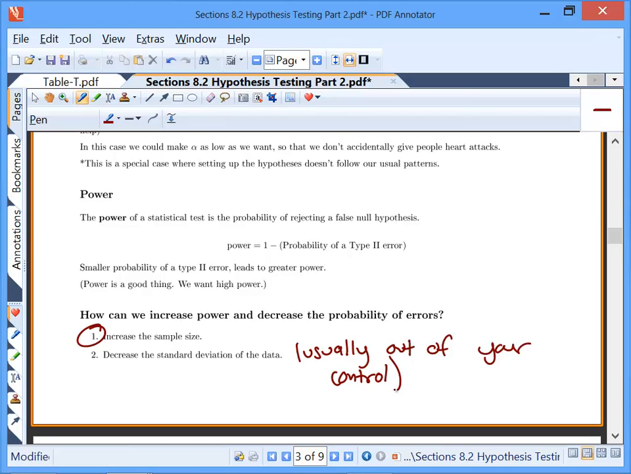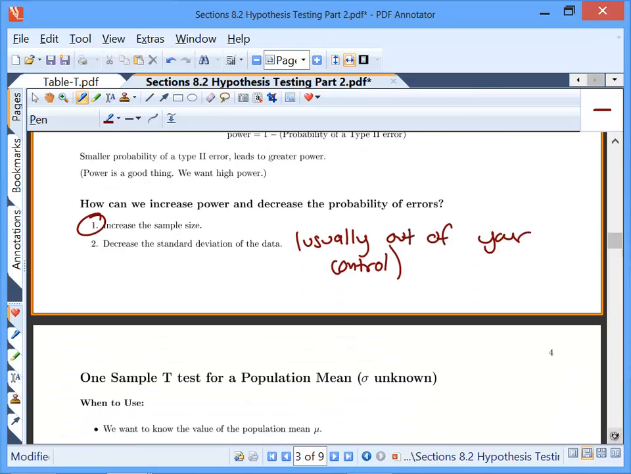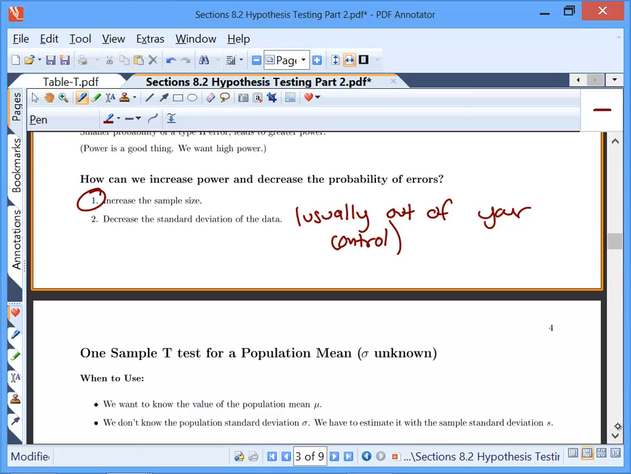So for example, if I was measuring the heights of everyone on campus, I'm not really allowed to change the heights of the people in my sample to make a smaller standard deviation. That would be considered a pretty bad thing. So just remember, if you want to make your results more precise and more accurate, increase your sample size. Okay. So, any questions to here?